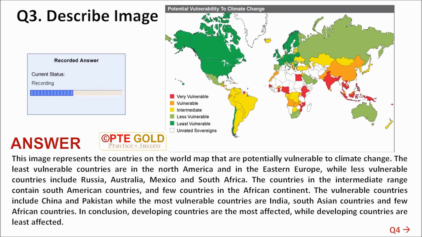The countries in the intermediate range contain South American countries, and a few countries in the African continent. The vulnerable countries include China and Pakistan, while the most vulnerable countries are India, South Asian countries and a few African countries. In conclusion, developing countries are the most affected, while developed countries are least affected.